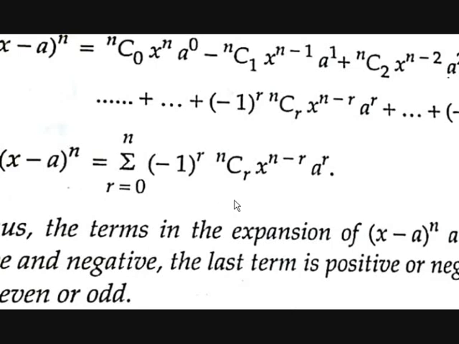The terms of (x − a)^n are alternatively positive or negative. Is the last term positive or negative? How to find that? Okay, it is dependent on n, whether n is even or odd. If n is odd, it will be negative. If n is even, it will be positive.